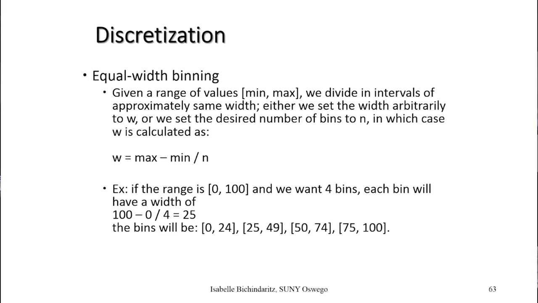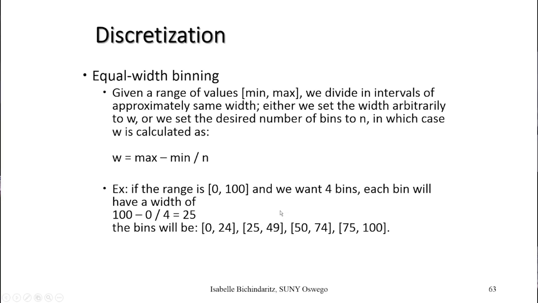So the main methods are binning for us, so it's going to be two methods, the equal widths binning and the equal depths binning. For equal widths binning, given a range of values, min, max, we divide in intervals of approximately the same widths. Either we set the widths arbitrarily to, for example, W, or we set a desired number of bins to n, in which case W is calculated as W equals max minus min divided by n.